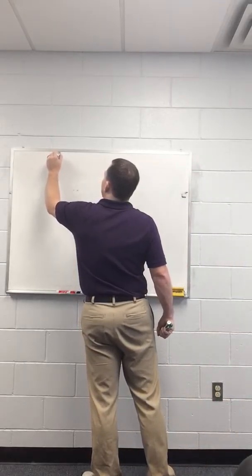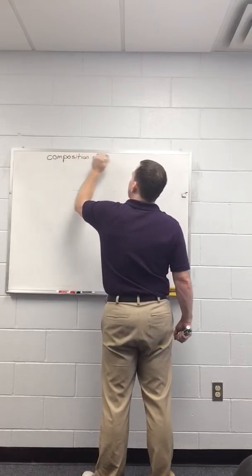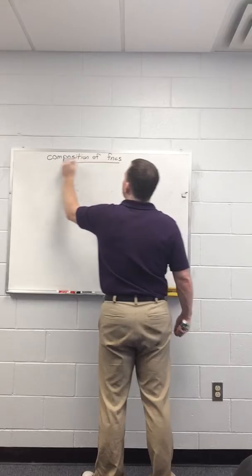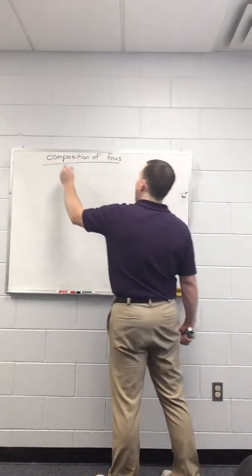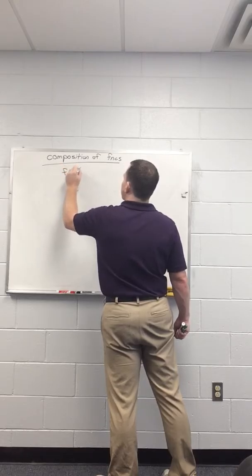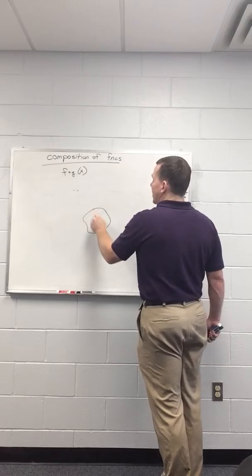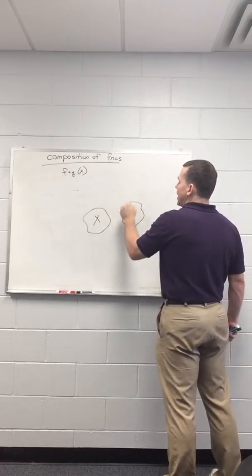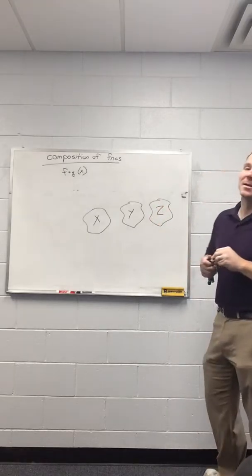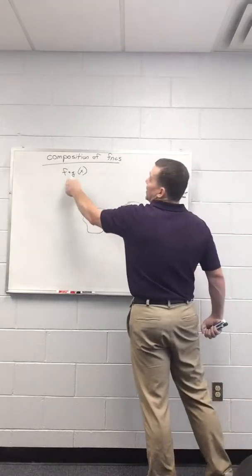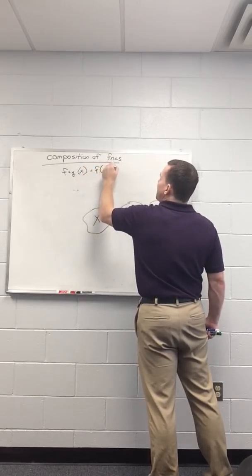There is what is called composition of functions. We compose two functions together, or we find their composition. The way we actually write it in math is f circle g of x. The idea is, I have a set here, call it x. I have another set here, call it y. Maybe I have another set here, call it z. And when I do f circle g of x, that is the same as f of g of x.